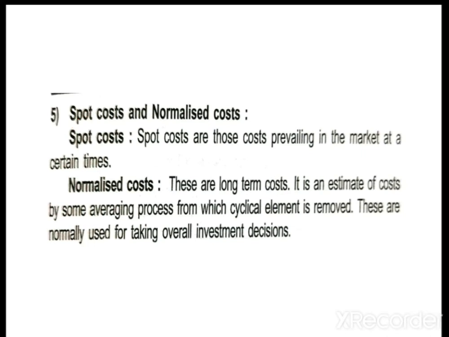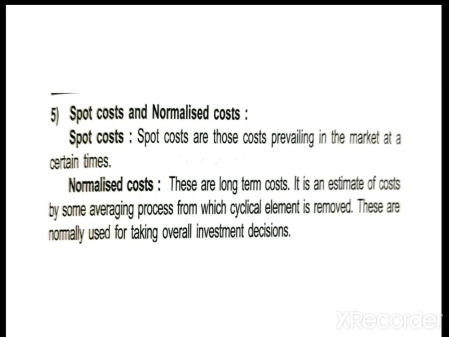We will move to the next, fifth one, last one, types of cost of capital: spot or normalized. Spot means what? Spot costs are those costs prevailing in the market at certain times. It means these costs are incurred before entering into the market. Such cost will be incurred. That is what a spot cost is.